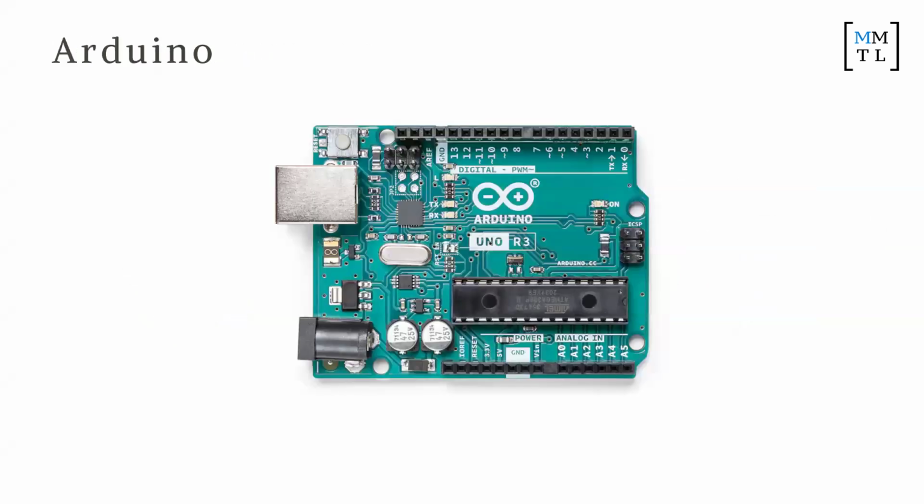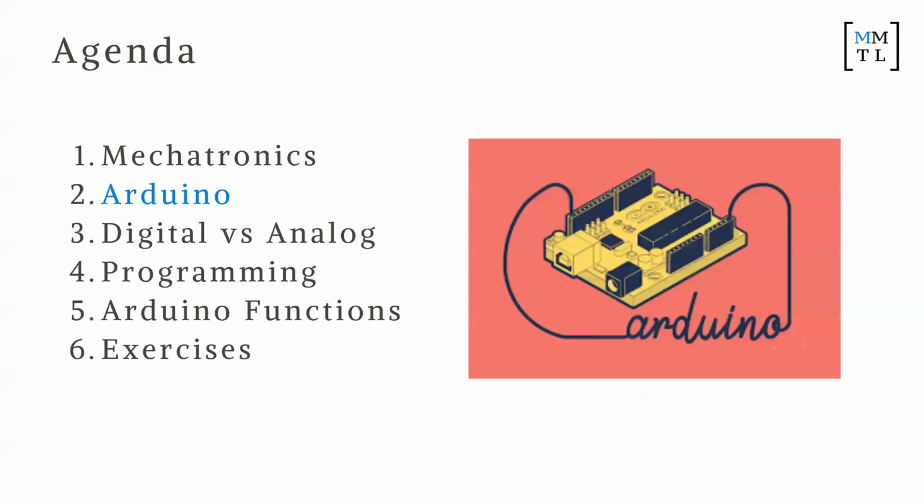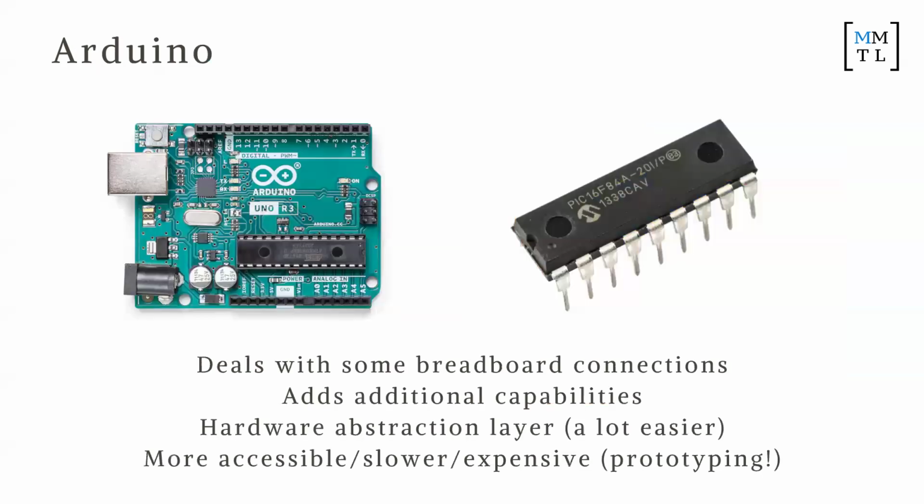Now, this is an Arduino. This is the most common Arduino. It's called the Arduino Uno R3, and that's exactly the same one we're using because it's so well supported and it has so many cool things that you can do. We'll go through each component of the Arduino. The Arduino is very useful in that it deals with some breadboard connections for you, so it's a little bit easier for us to use. It does add additional capabilities, which is really cool. And it deals with what's called the hardware abstraction layer. Historically, mechatronics engineers had to build software for this every single time they wanted to use it.